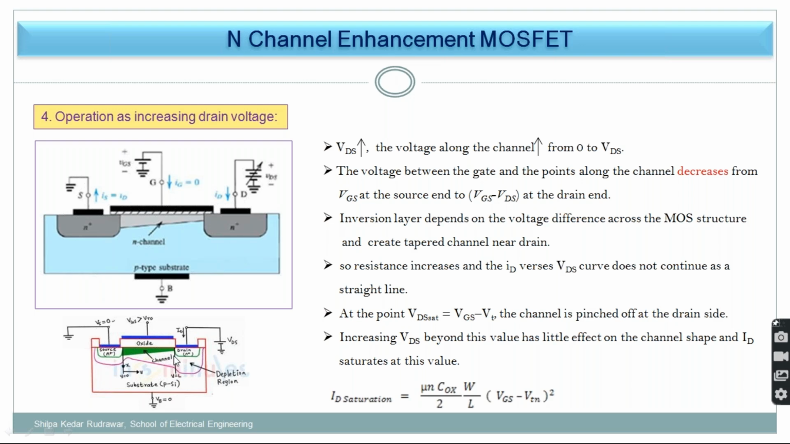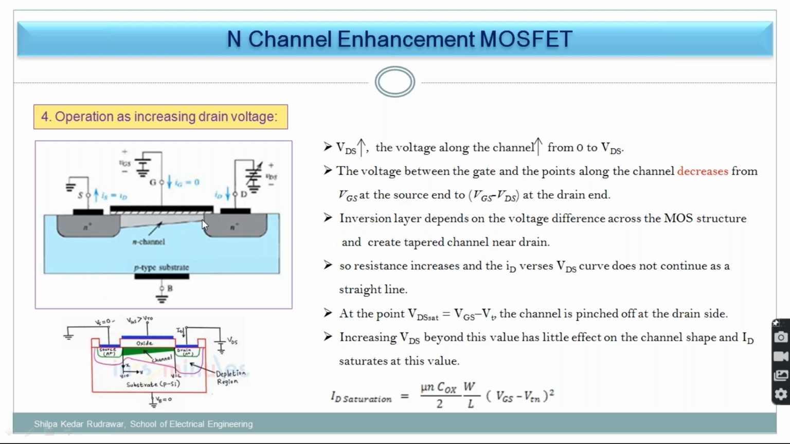Agreed? So here the depletion region will be more, and because of that, the channel will become tapered near the drain surface, because as we keep increasing VDS, the voltage at the drain point will be more than at this point. Here it is zero only because it is connected to ground, but here I am increasing. That's why the voltage near the drain will be more as compared to this, and that's why the channel is wider over here and tapered over here.